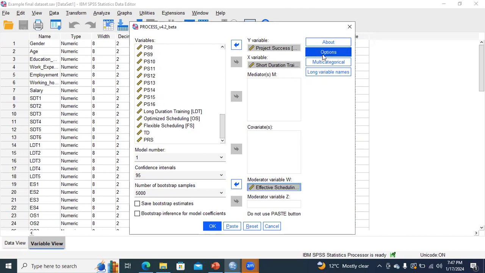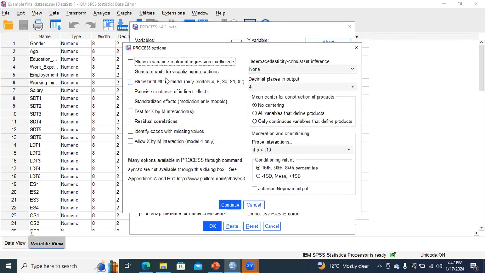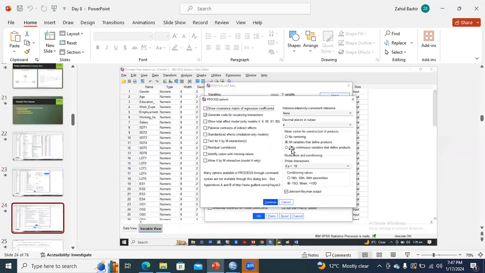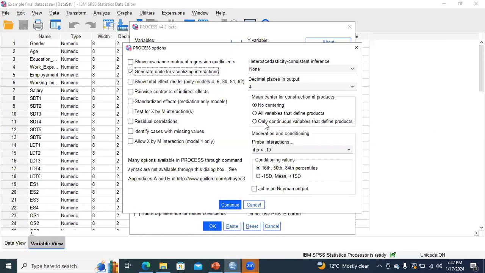Then you need to go to Options and click on generate code for visualization of interaction. You need to verify decimal places in output is equal to 4. You need to click, if I am not wrong, on all variables that define product, because we are using the product. So click on it. You need to click on conditioning values like -1 SD, mean, and +1 SD. You need to click on Johnson-Neyman output, and then click Continue.